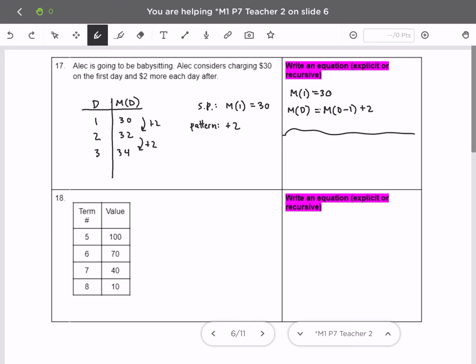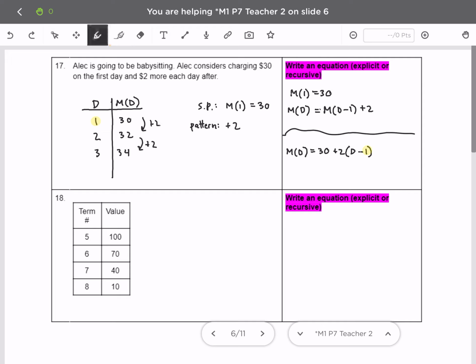So that's one option. Or for explicit, it's the starting output, which is 30, plus your pattern, and then getting back to 0. And so in this case, I have to take away 1. And I'm going to make that a more clear letter D, hopefully. And again, I know it's there, the 1, because that was my starting, okay?